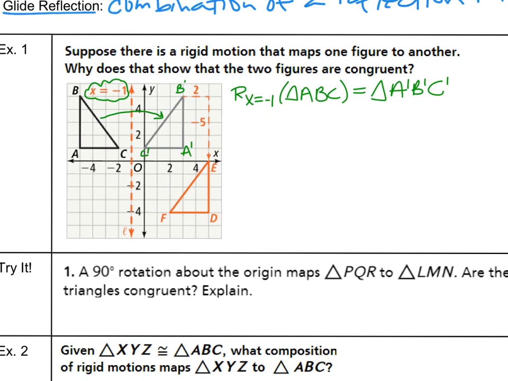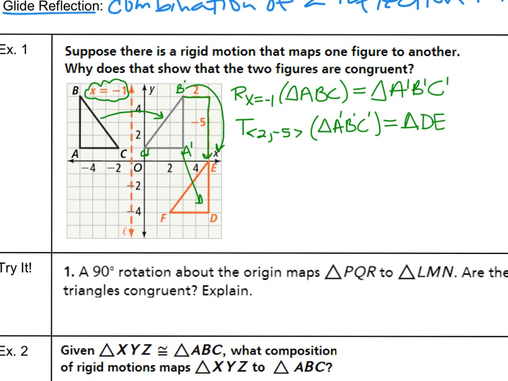And notice the shape stayed the same, it's just going in the opposite direction. And then up above it says 2 to the right and then -5, and that maps B down to E. So that would be a translation: 2 for x because you're moving everything to the right, and -5 for y. That moves everything down 5. Take that new image in the middle, that gray image, that would be our A'B'C'. And that takes us to triangle DEF. A would go down to D. B, like we said, went to E. So then C would go over and down to F. And that would be the composition of motions.